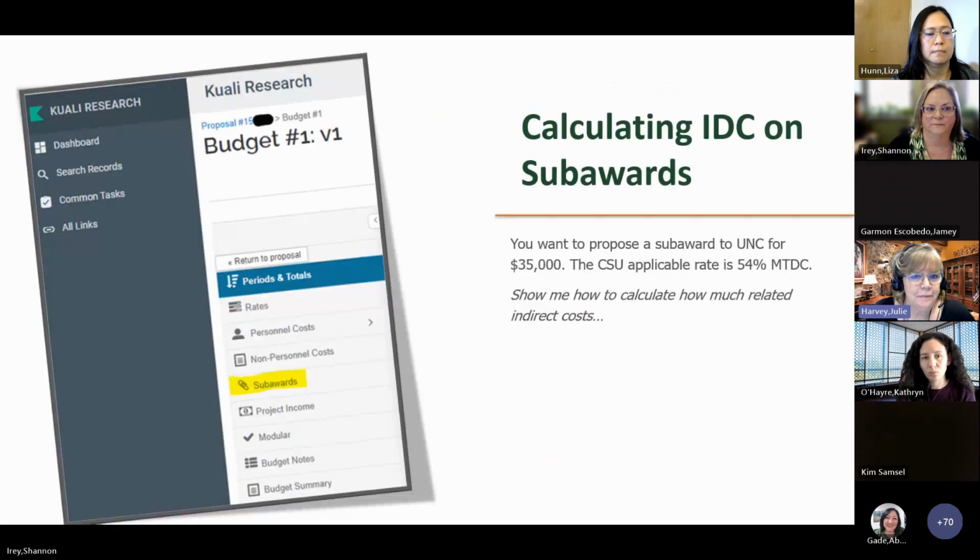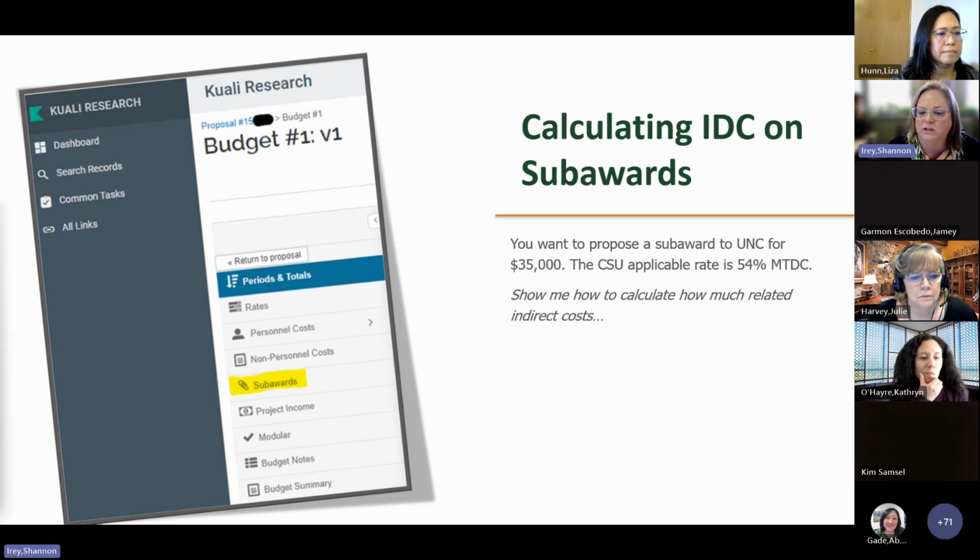All right, next slide. So here's a little activity based on the current uniform guidance of 25K. Calculate what the indirect cost would be for a subaward. You can write it on the screen, or we can put it into the chat. But what we want to know is that you want to propose a subaward to UNC for 35,000.